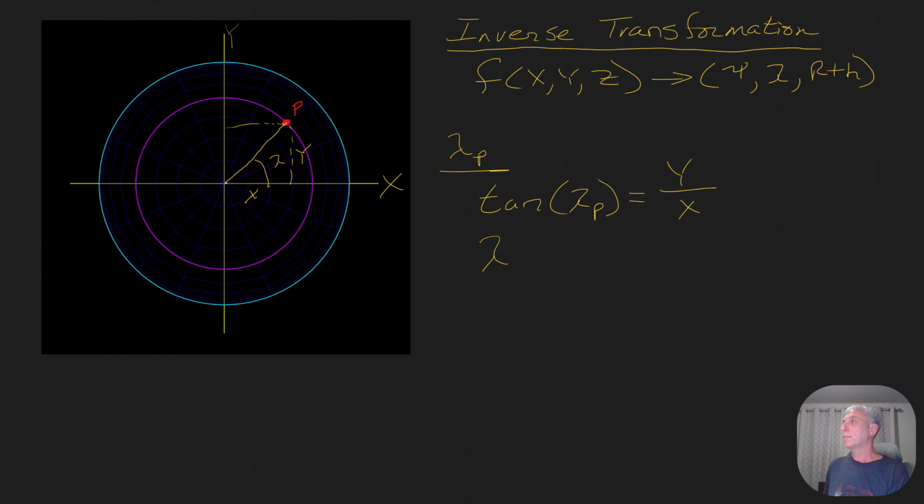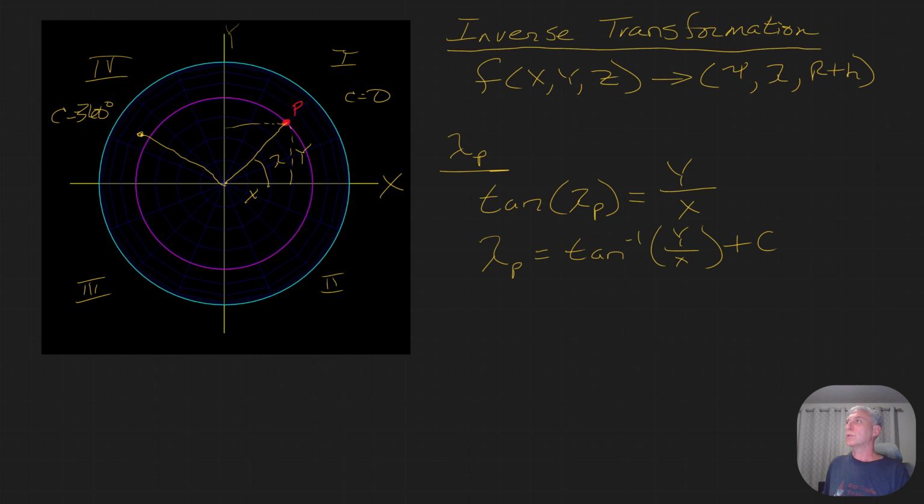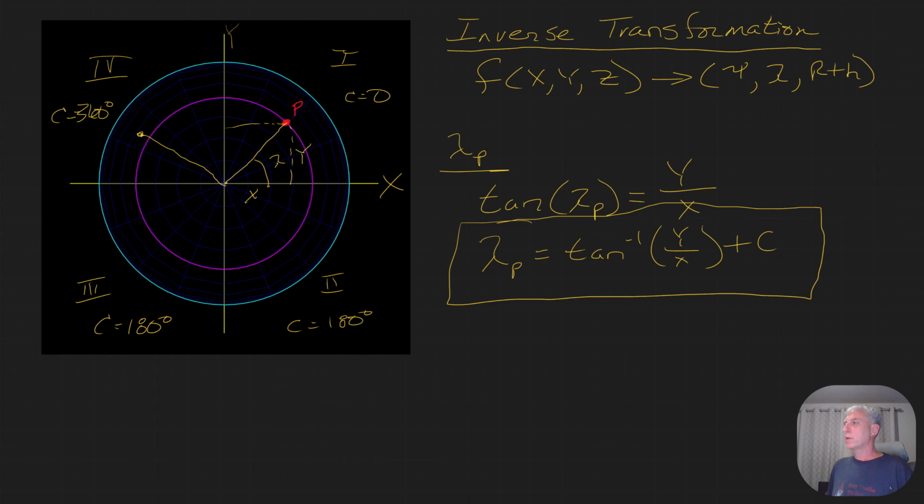We get lambda of P of our point equals the arctangent of y over x plus whatever constant takes us to the quadrant. Remember, we have quadrants here, 1, 2, 3, and 4. So if our point were over here, we would add C would equal 360 degrees. Here, C equals 0 degrees, C equals 180 degrees, and C equals 180 degrees. Hopefully by now you've reviewed the arctangent and how that works. So this is our first component, which is actually second.